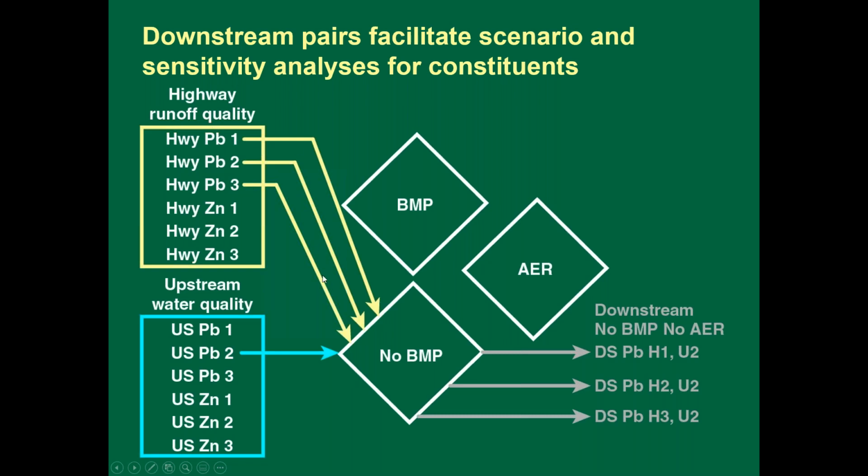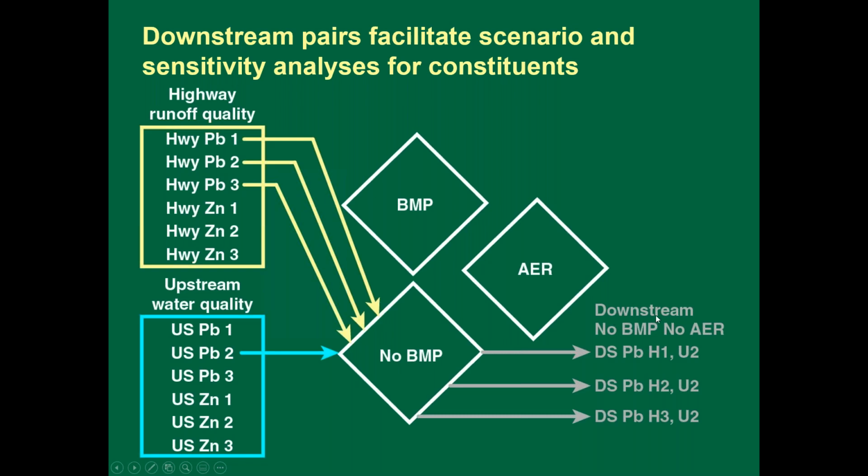So we can simulate those 3 leads. And then if we have our upstream water quality, this upstream lead 2, we use 1 upstream water quality estimate. And what we do is we're saying we're going to simulate these without a BMP. So what we get is 3 downstream definitions, or 3 downstream outputs. We've got the highway 1 and upstream 2, highway 2 and upstream 2, and highway 3 and upstream 2. So this diagram just shows we're pairing them.